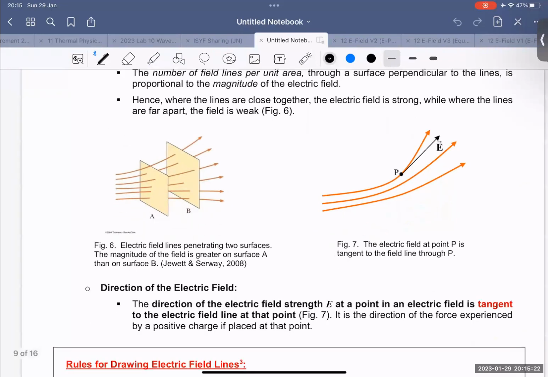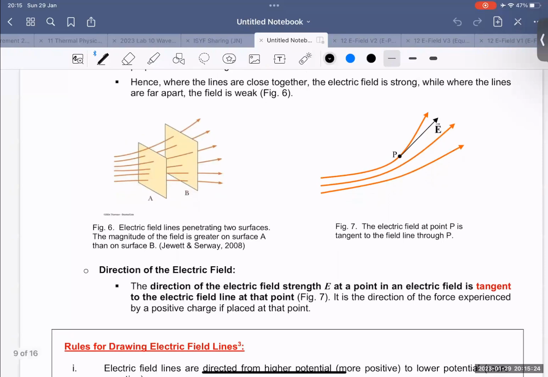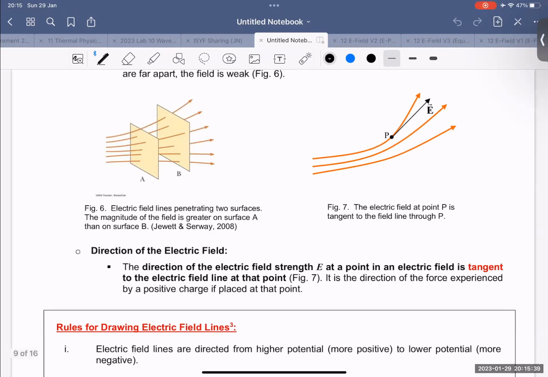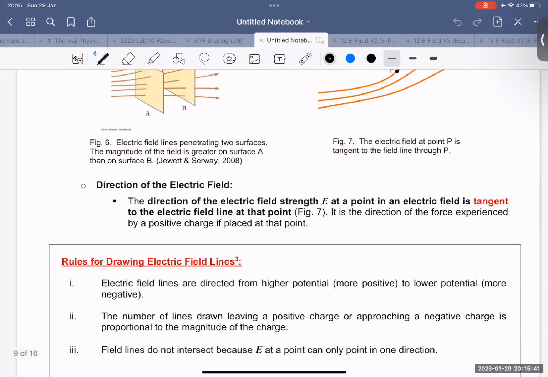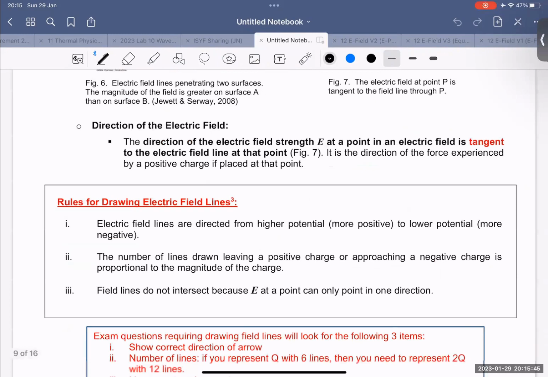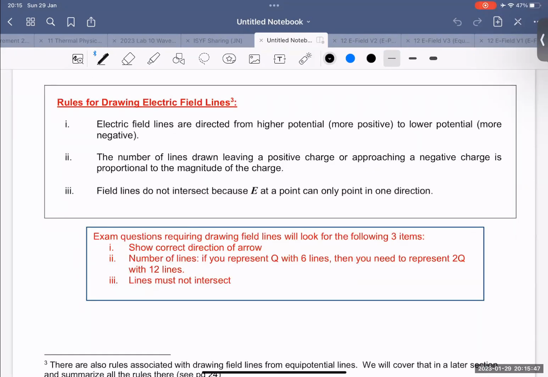The direction of the electric field is shown in figure 7. So the direction of the electric field strength at a point in the electric field is tangent to the electric field line at that point. So there are certain rules for drawing electric field lines as listed in this table: 1, 2, and 3. For exam purposes, questions requiring drawing of field lines will look for the following 3 items.